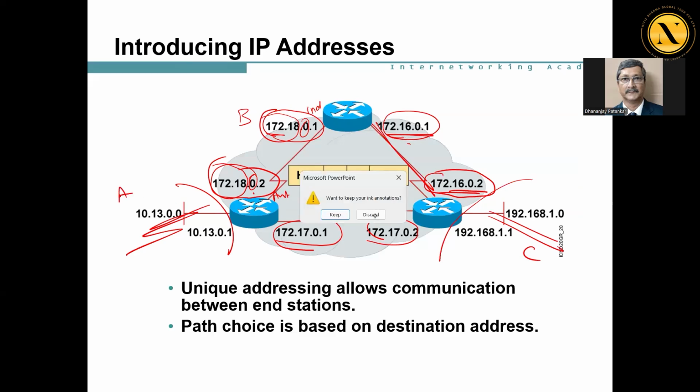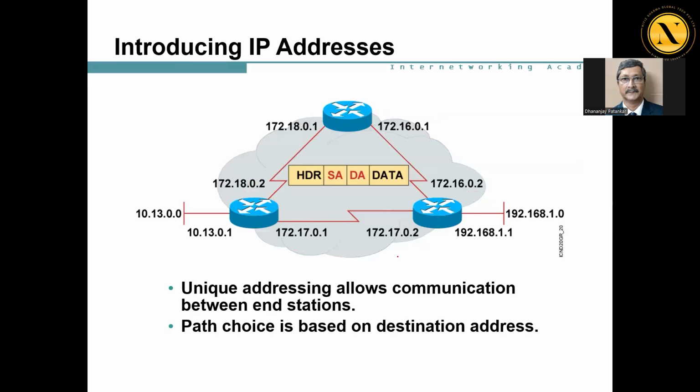Now, one router's different interfaces cannot be in the same network or same subnet. Is it okay? Clear? Dipti, Aditya, and everybody else. One router's different interfaces can never be in the same network or subnet. Okay. So this is in a different network or subnet. This one has to be in a different network or subnet. This one has to be in a different network or subnet. Okay.